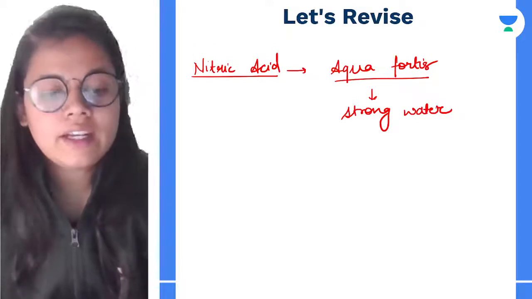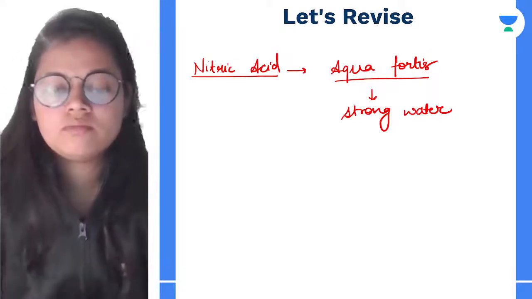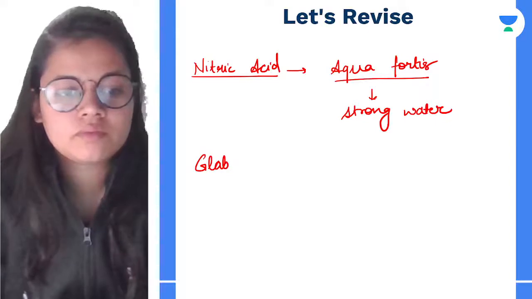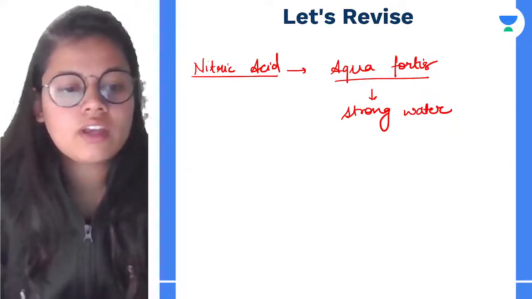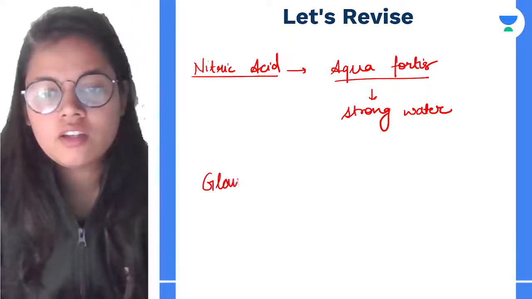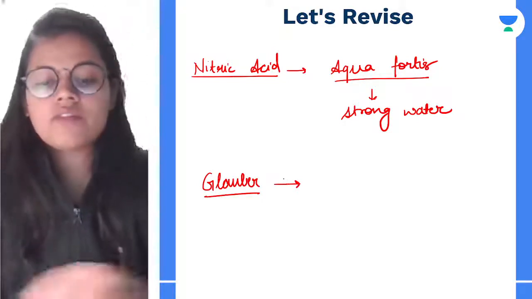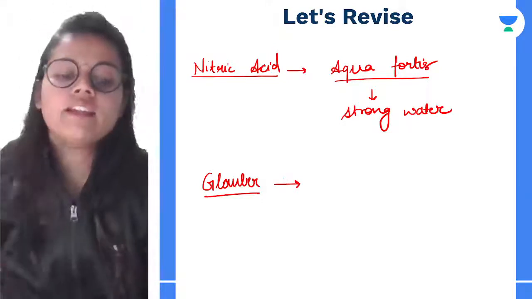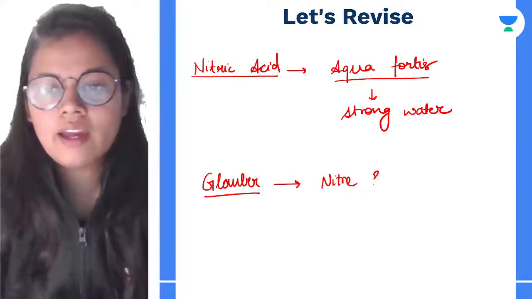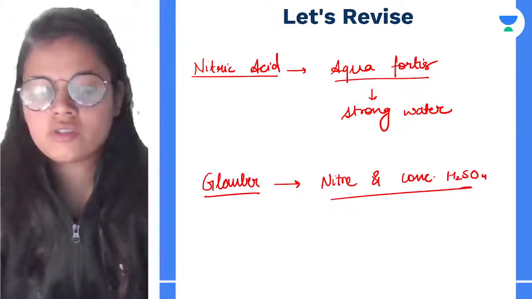Now, nitric acid was very first prepared by Glauber. And what did he do? He prepared the nitric acid by distilling the mixture of nitrate and concentrated sulfuric acid. So this reaction also we are going to see very soon.